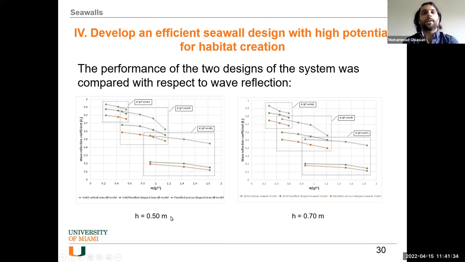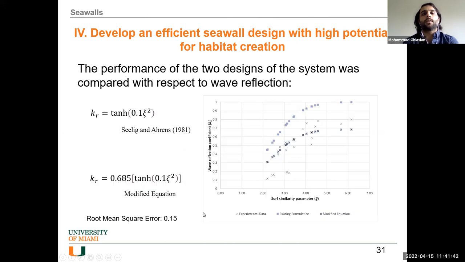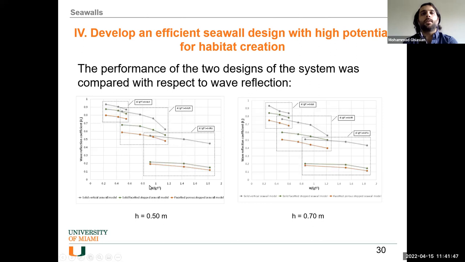But this is the general view for all experiments. What is most important for us is comparing the performance of the solid vertical seawall to the two designs that we proposed in this phase. So first, we can see the solid vertical seawalls, which are all the top lines here, have significantly higher wave reflection coefficients compared to the other seawall designs, the solid faceted step seawall design and also the faceted porous step seawall. And comparing this porous step seawall with the solid faceted seawall, the wave reflection decreased more, which is the comparison between this lower line and this middle line in each box, both in shallow and deep water. Meaning that our proposed design could result in less wave reflection, consequently increasing performance in terms of less erosion for the structure.